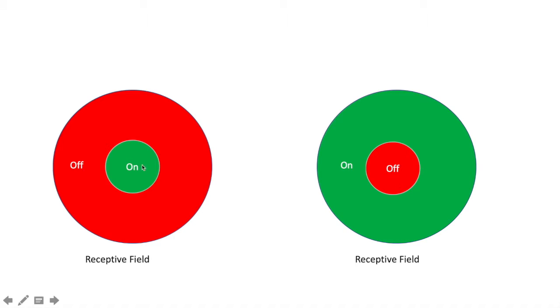Now there are 2 types of receptive fields. One is called an on-center off-surround and another is called an off-center on-surround. An on-center off-surround refers to anything that stimulates this center will cause an excitatory response. However, any stimulus out here will cause an inhibitory response. So if light only hits the center, you're only going to see excitation. If light only hits the surround, you're going to see inhibition. And it's vice versa for the receptive field over here.